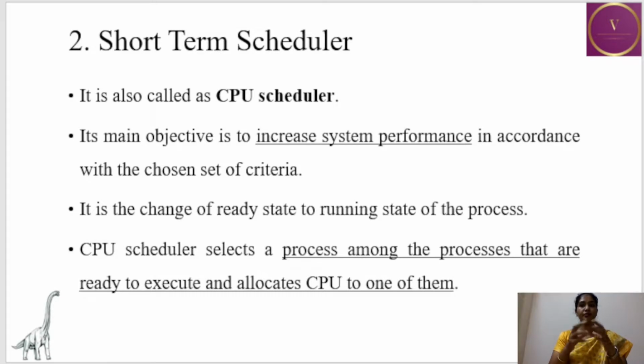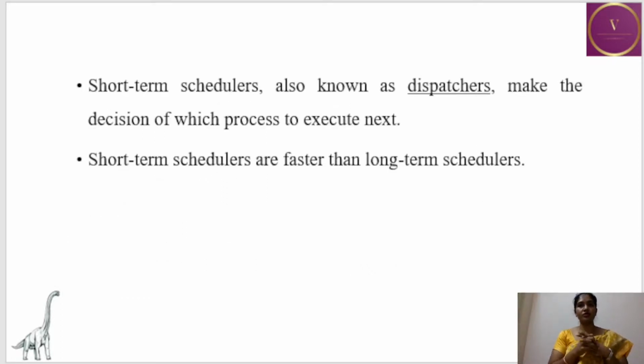The CPU scheduler selects a process among the set of processes that are ready to execute and allocates the CPU to one of them. Short-term schedulers are also known as dispatchers, and make the decision of which process to execute next. Short-term schedulers are faster than long-term schedulers because their work is between the ready process and allocating the CPU. That is why they are called CPU schedulers.